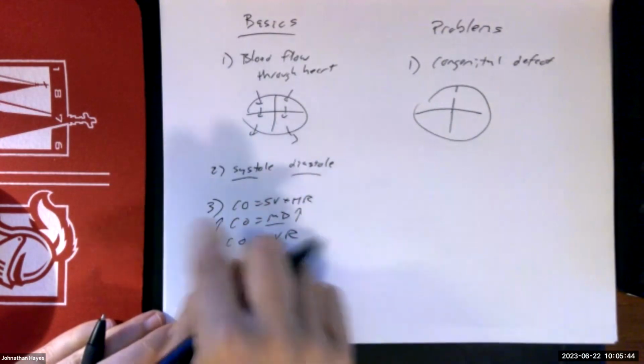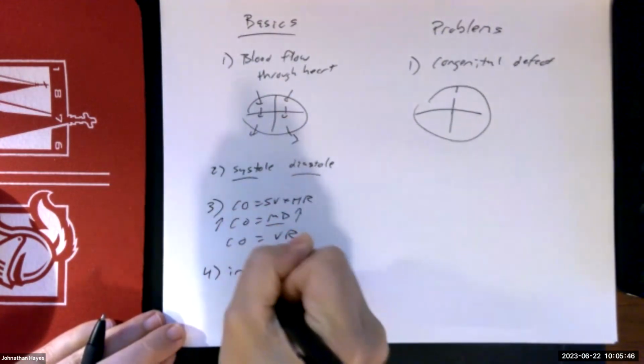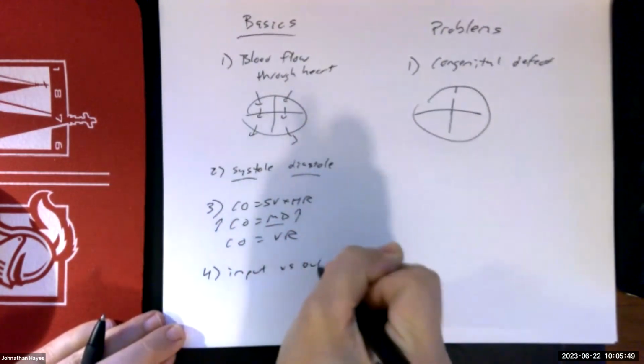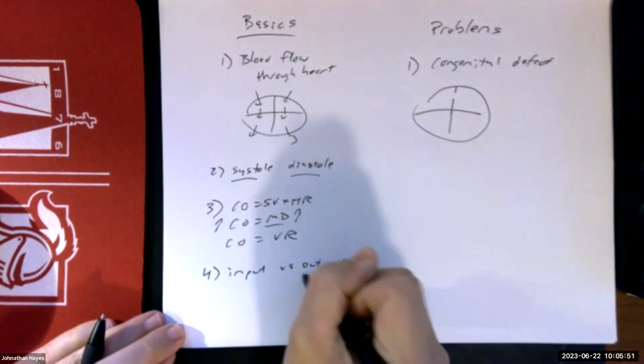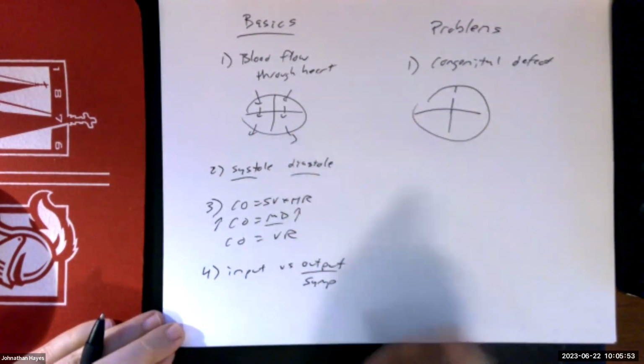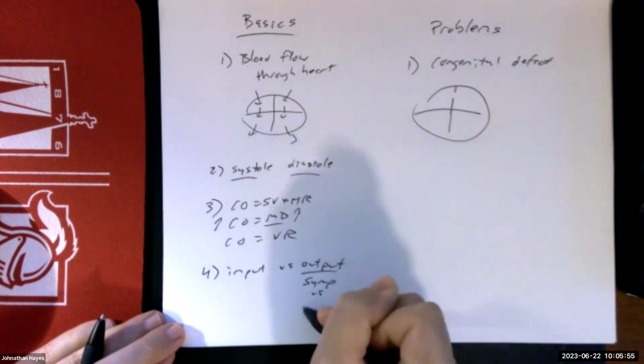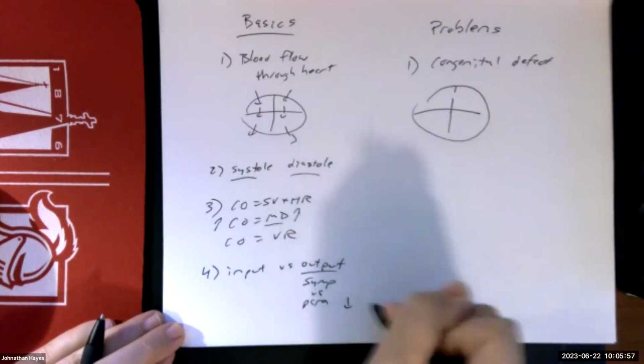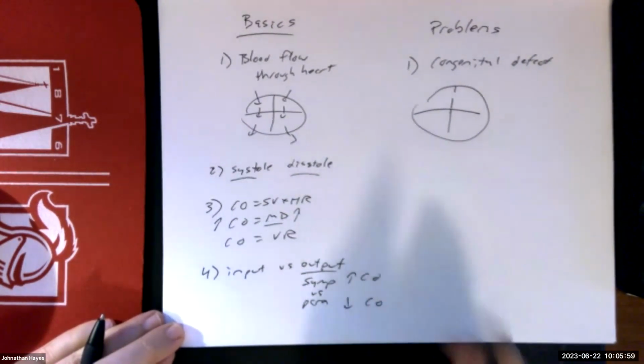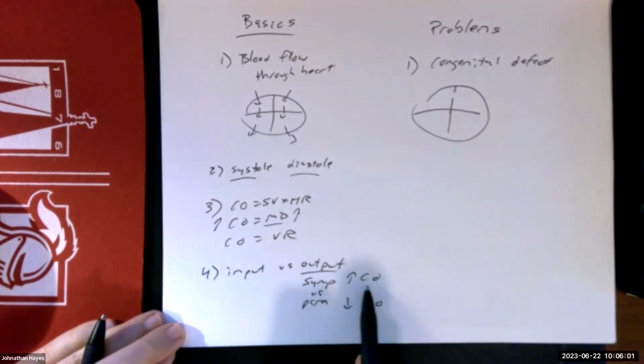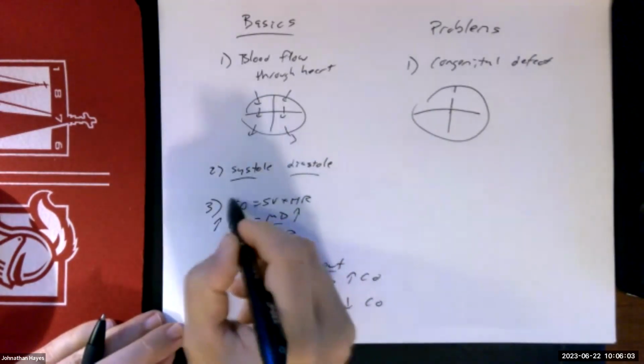And again, we did the input and output before we did this, but if I were to employ more sympathetic innervation, for example, so sympathetics versus parasympathetics, this is going to decrease cardiac output. This is going to increase cardiac output. What are ways that I could increase cardiac output?